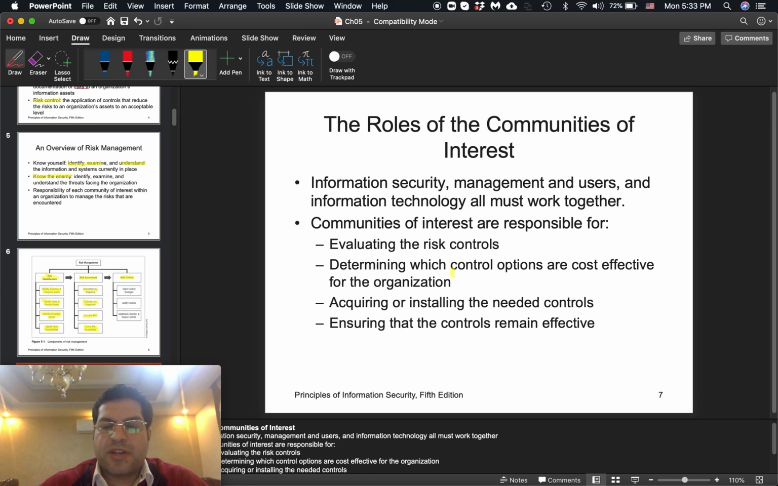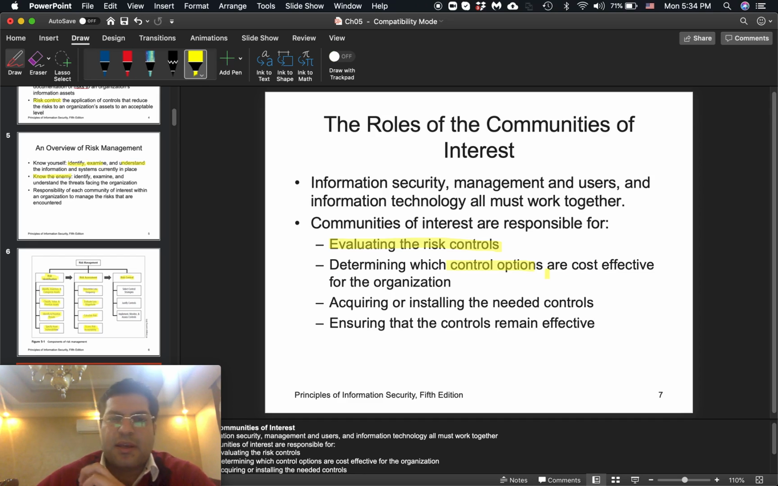So communities of interest are responsible for what? For evaluating the risk controls. We need to see which security control is the most successful, or the most probable one that we can use to protect our information systems. Will I use backups or antiviruses, or do I have to have firewall management systems, intrusion detection and prevention systems, etc.? Determining which control options are cost effective for the organizations.